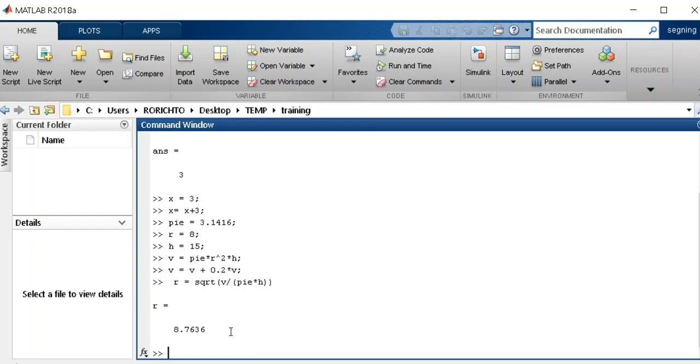Task: the new cylinder must have a radius of this value, 8.76 meters. That is the radius of our tank. Note that the original values of the variables R and V are replaced with the new values. This is acceptable as long as we do not need to use the original values again.